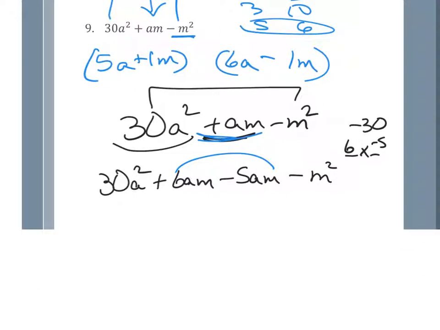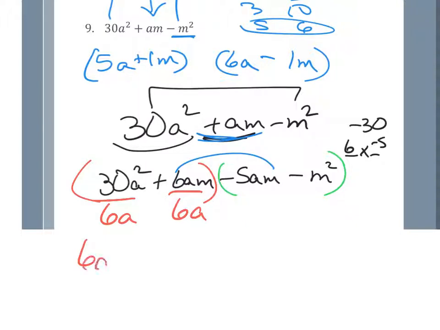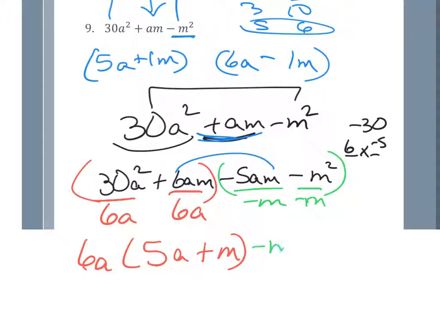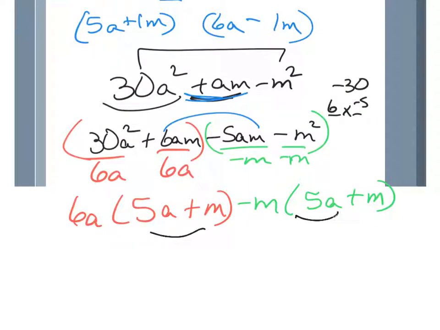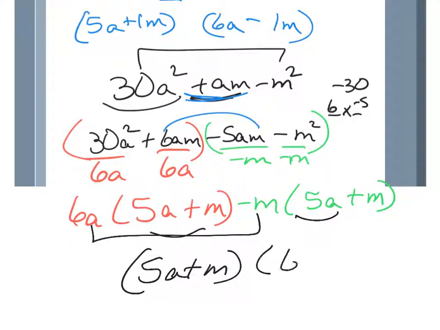So now, make your groups. So my GCF of the first group is going to be 6a. And I'm left with 5a plus m. My GCF of green is going to be -m. And I'm left with 5a plus m. Again, your goal was to make these the same. Write it once, and then put these two together. And you're done.